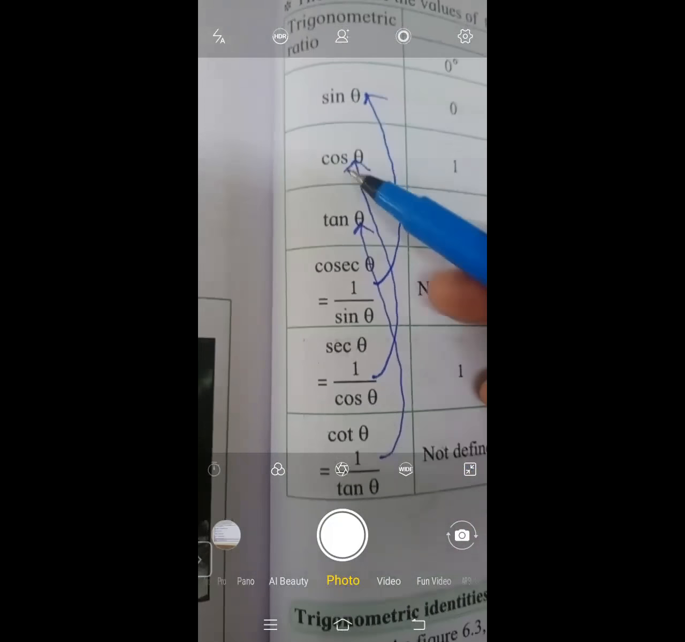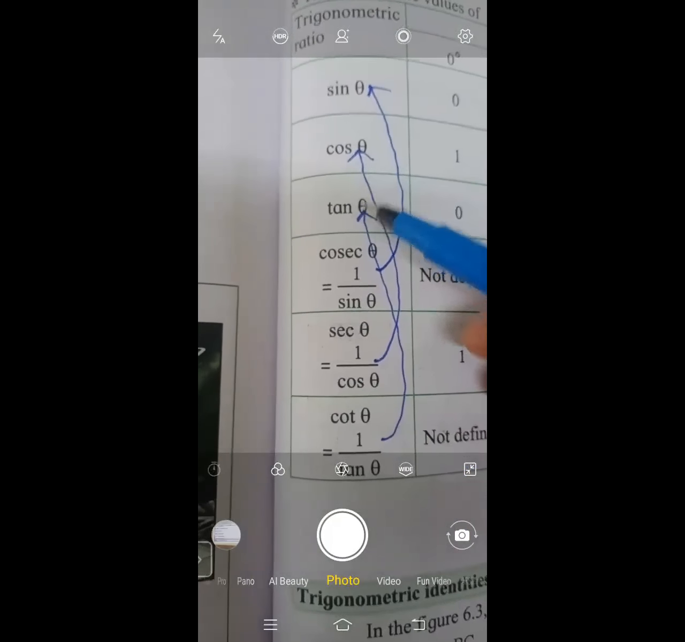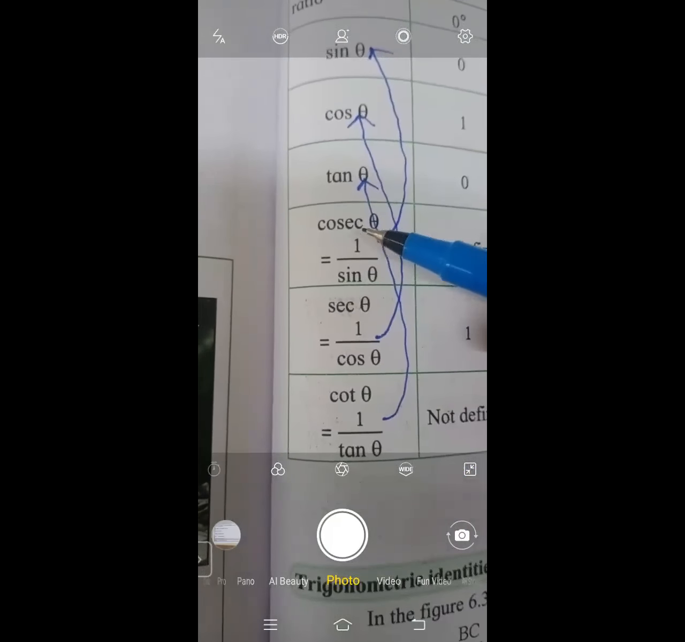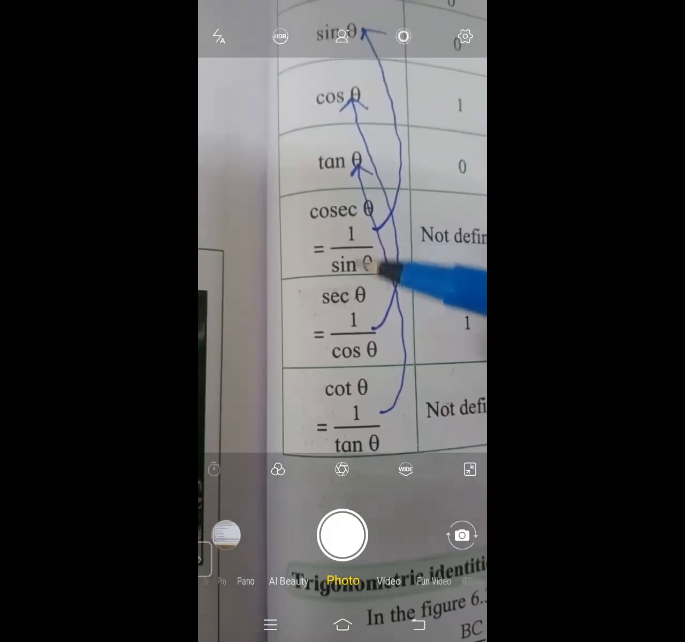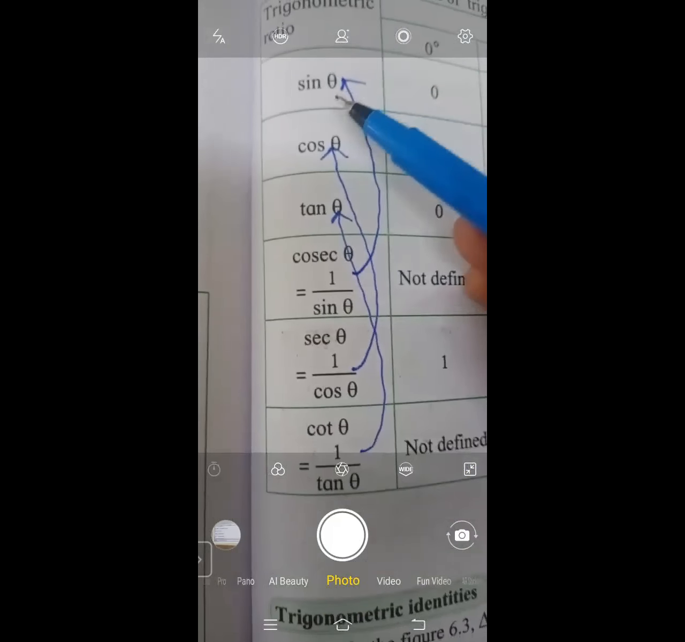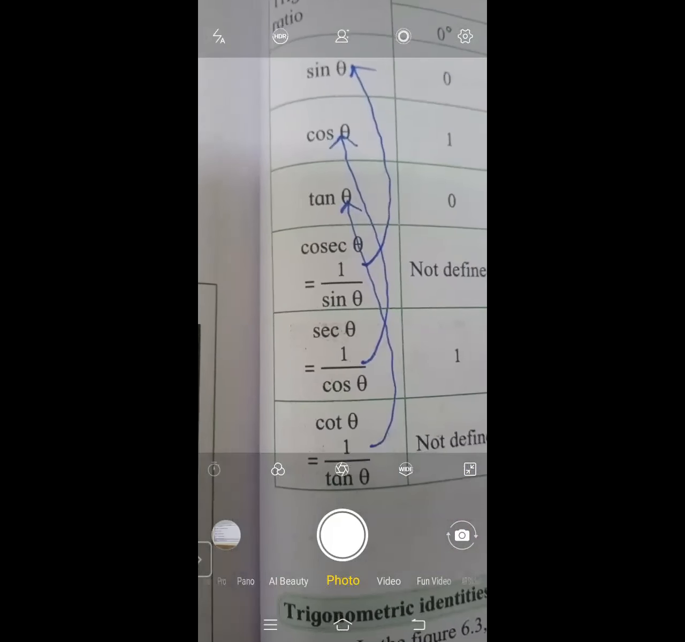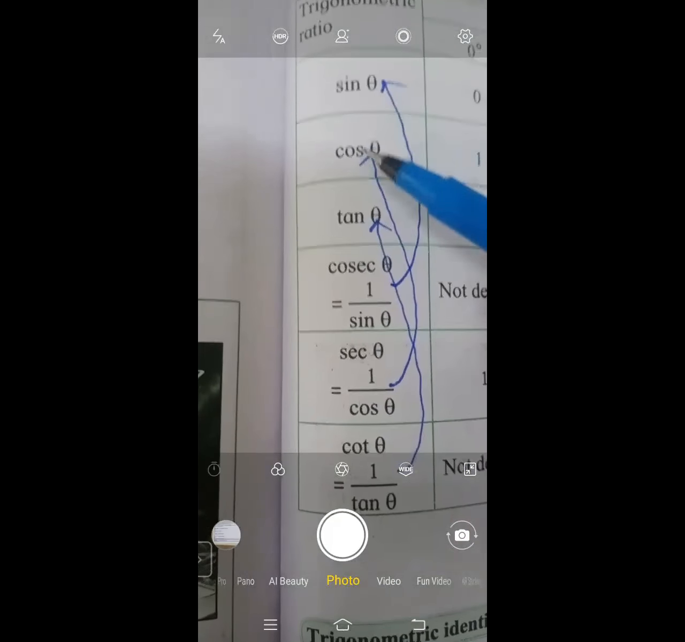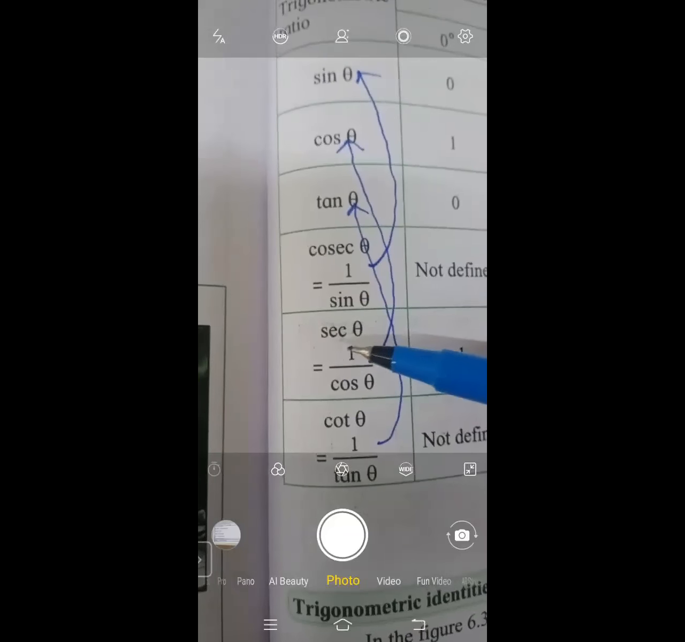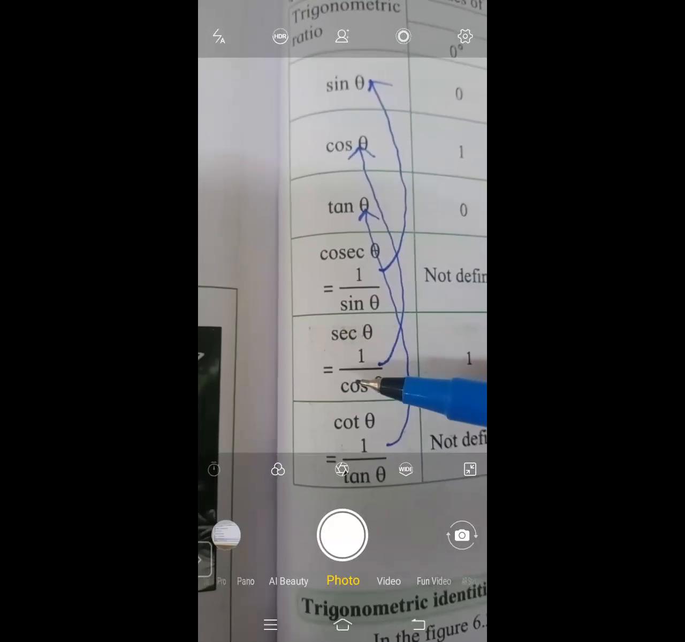So if you remember these three basic ratios, you just have to remember the names of the remaining three: cosec theta, sec theta and cot theta. And what are these ratios? These ratios are nothing but the reciprocals of the above three, taken sequentially. First we have taken 1 upon sine theta, for sec theta we have taken 1 upon cos theta, and for cot theta we have taken 1 upon tan theta.